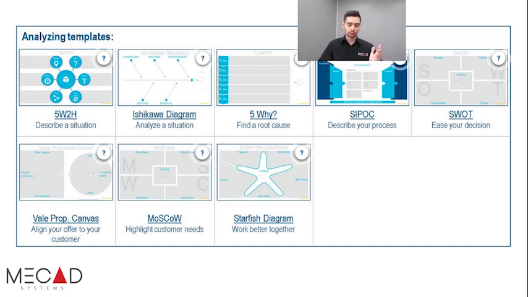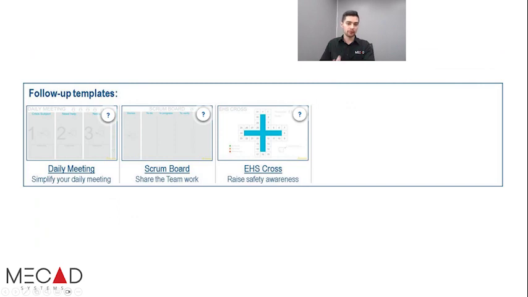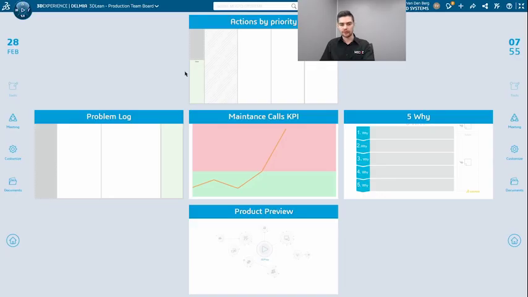There's also other things like what we call an Ishikawa diagram. This is actually quite well used in the manufacturing industry, but there's other methods if you prefer them, and you can even bring in your own. You don't have to use these ones. Next, we have our organizing templates. These are just ways of organizing data. So you'll see at the bottom things like Scrum boards, daily meetings. So these are for daily meetings, but you again can bring in your own. And finally, the last set we have is follow-up templates, similar to the two I've just mentioned.